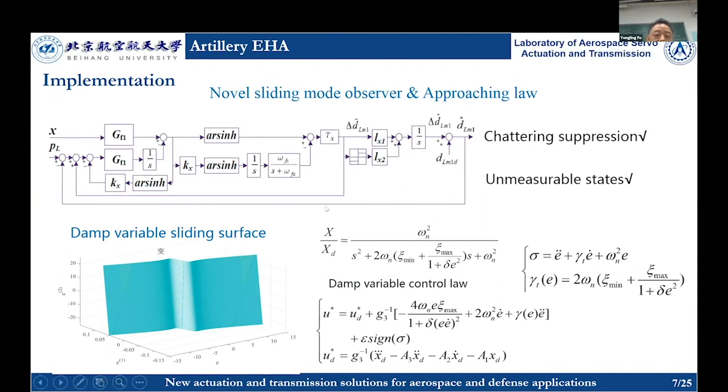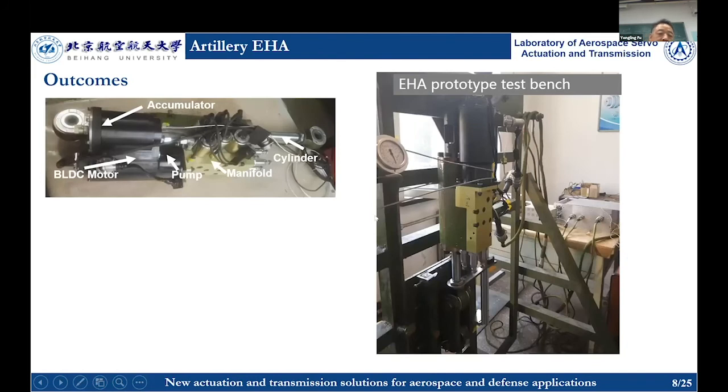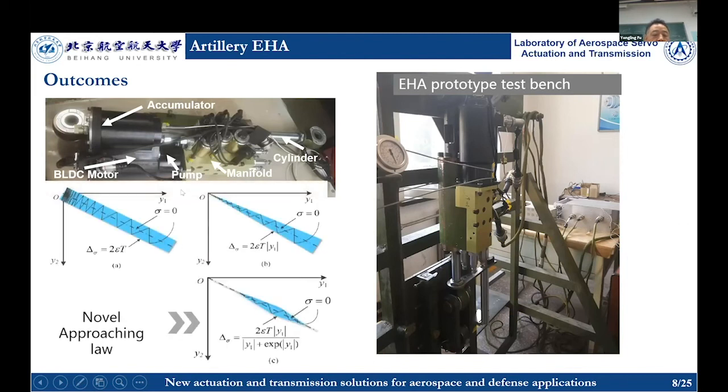In the past 20 years, we researched many controllers. The sliding mode controller is very good, and it can handle chattering, and unmeasurable states. So it's a good way for EHA control. In artillery EHA, we developed the prototype like this. And we also developed the test bench and use the sliding mode controller.